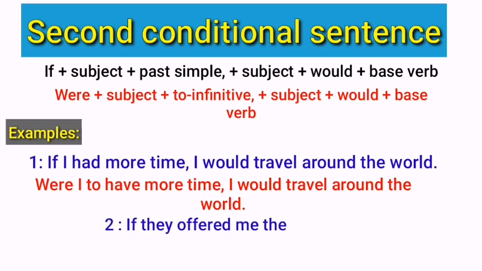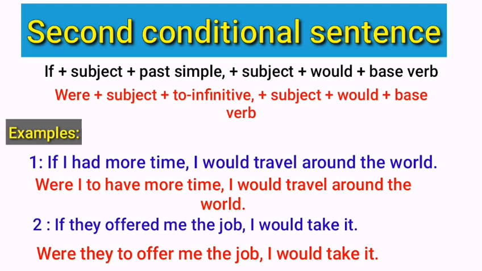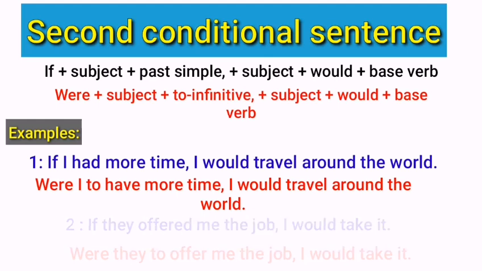If they offered me the job, I would take it. This is also a normal second conditional. Let's do inversion of this one. The inversion form is, were they to offer me the job, I would take it. You can see, now it is easy because the inverted structure is followed. Actually, the meaning is not changed, but it has become more formal.